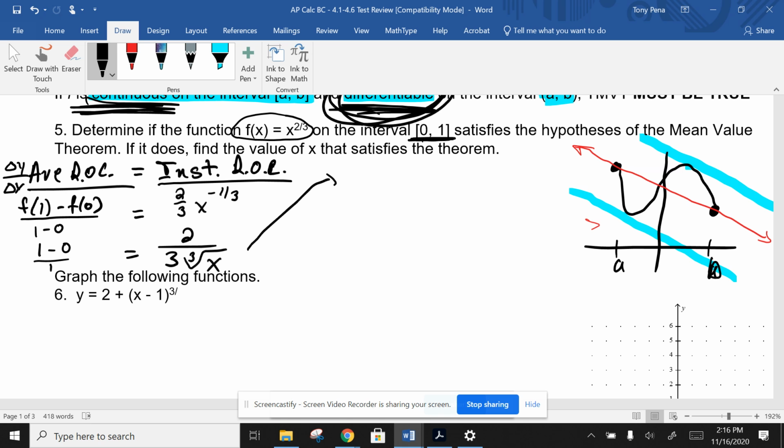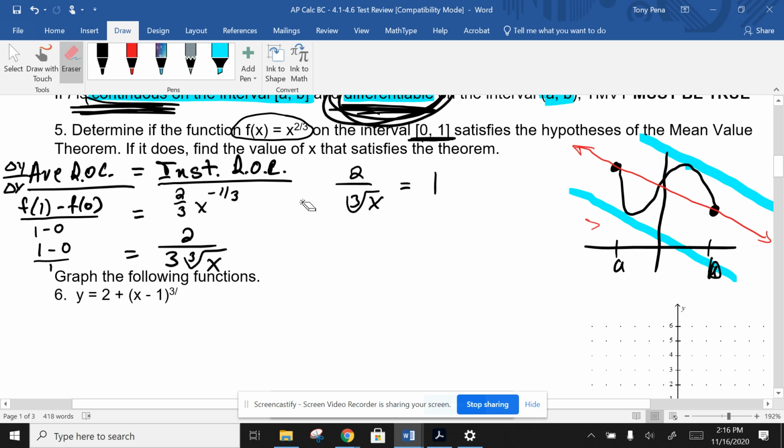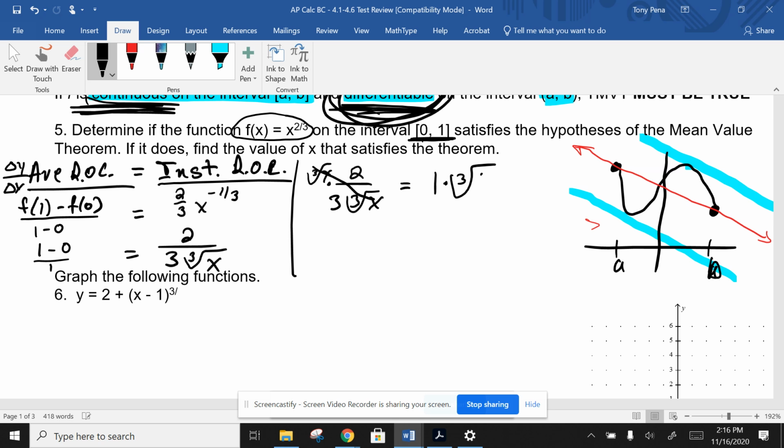So let me do the work over here. So we're going to take that 2/3 cubed root of x, and we're going to set that equal to 1. Uh-oh. And I just lost a 3. All right, so then I'm going to multiply both sides by the cube root of x. So it cancels here. I get a cube root of x over there. So now I just have 2/3 equals the cube root of x.